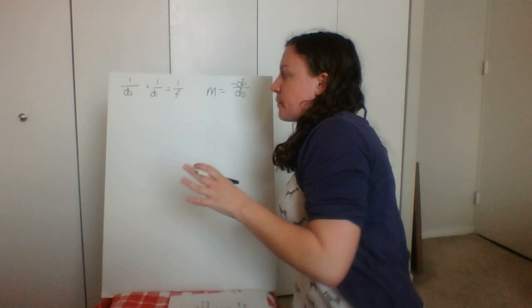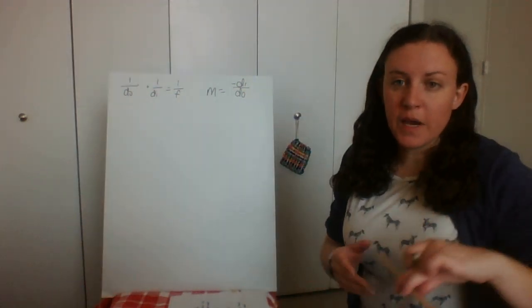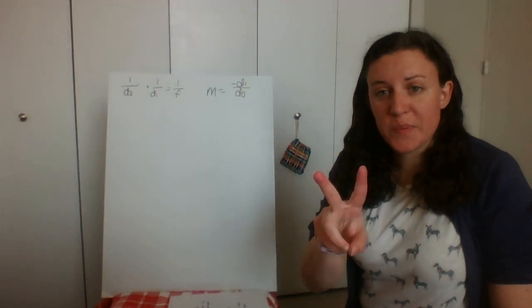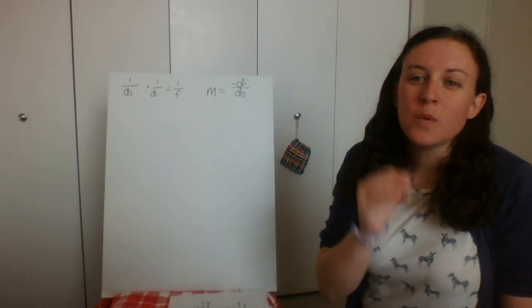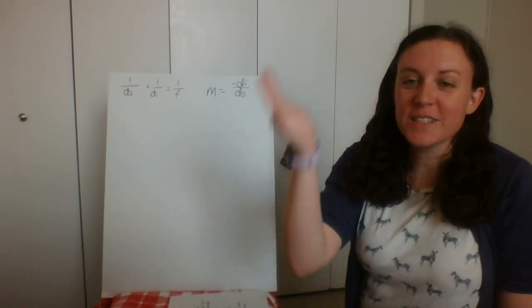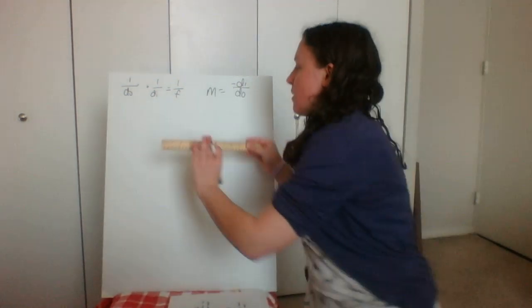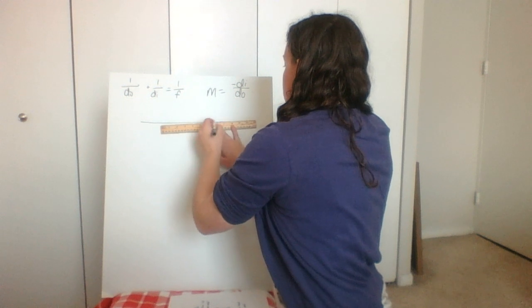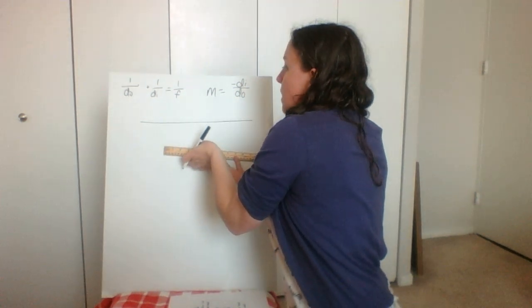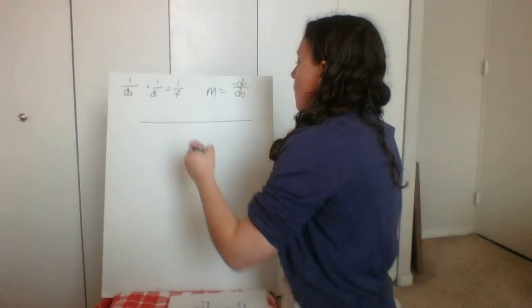Now the first thing I want to do, just like mirrors, there are two types of lenses. We're going to start with the easier one first. The easier mirror was concave. Fortunately, the easier lens is convex. So we are going to draw our principal axis. Make it as straight as possible. We're going to draw a lens.